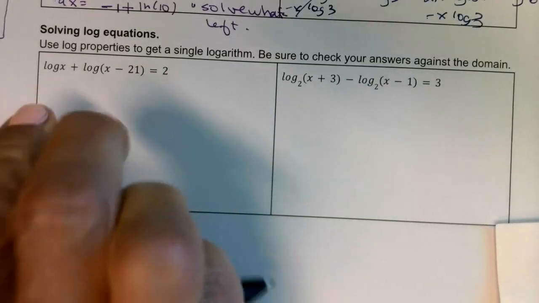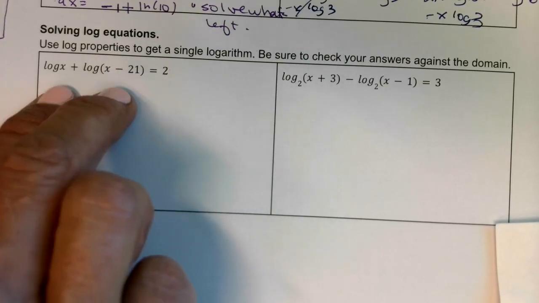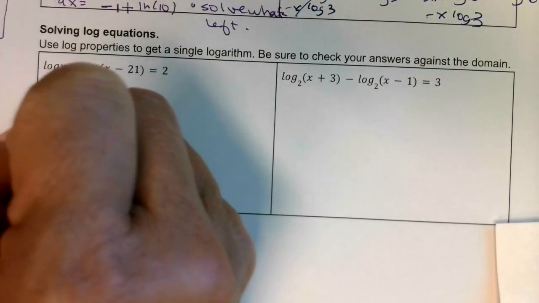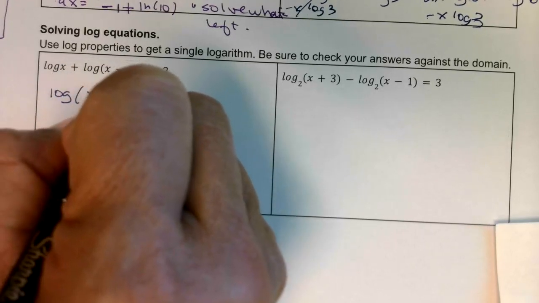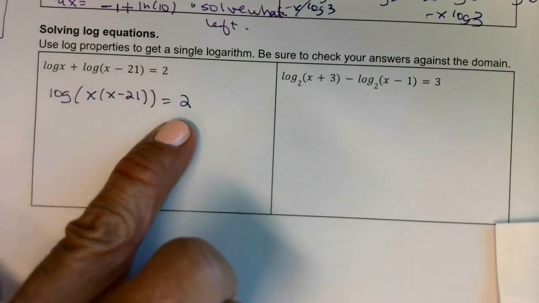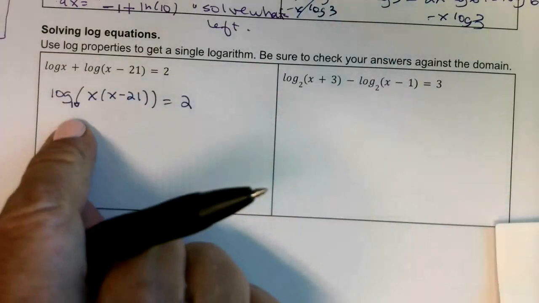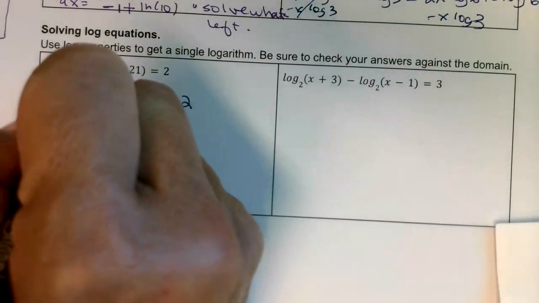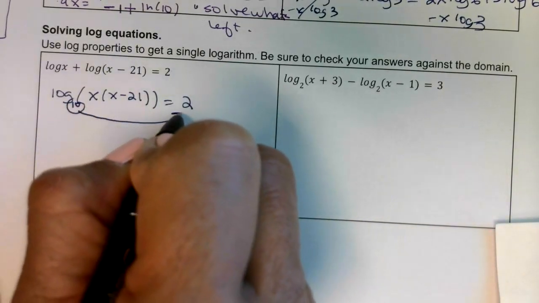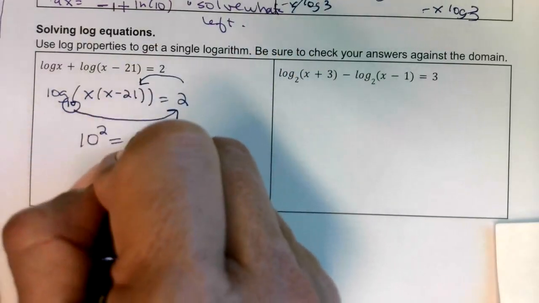Okay, so we're going to do that after we get a single log on one side. So on our left here, I have a log of x plus a log of x minus 21. So same base, both base 10. So the sum of 2 logs is the log of the product. So I'll have the log of x times x minus 21 equals 2. Okay, so now we have 1 log equals a number. So this base is 10, if you want to write that in there to be extra sure. So our base, and remember the loop-de-loop, to get to the exponential version, 10 to the second equals, write that argument.